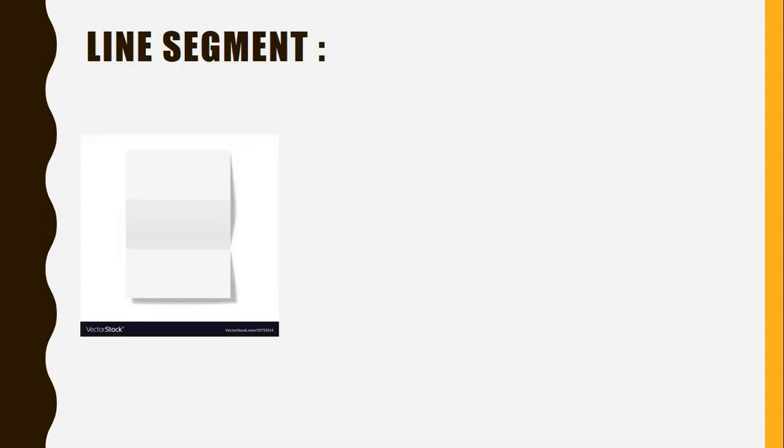Next is line segment. Fold a piece of paper and unfold it. Now, as you can see here, this unfolded line represents the idea of a line segment. Now, let's take another example. Take a thin thread, hold its two ends and stretch it without a slip. It also represents a line segment.